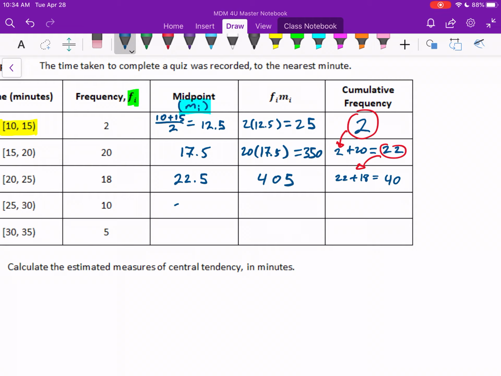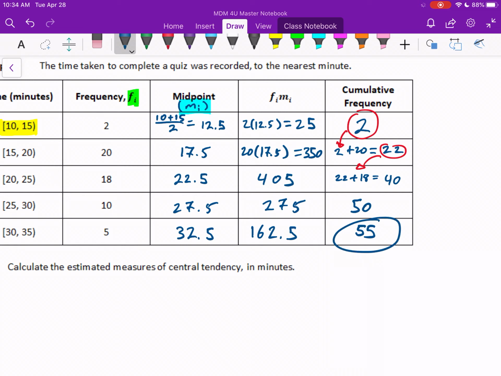So to finish this off, we got 27.5 and 275 when we multiply them, and then we add 10, so we're up to 50. We've got 32.5. 5 times 32.5 is 162.5. Add 5 to that, and we get 55.